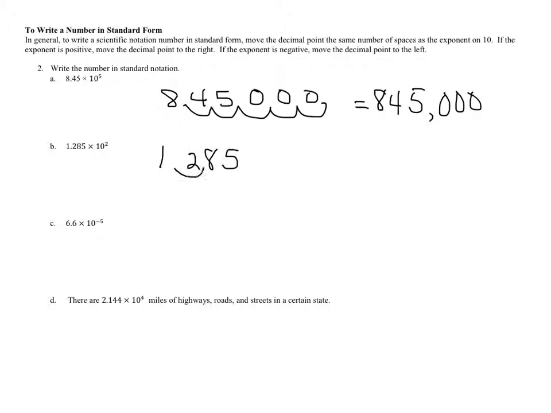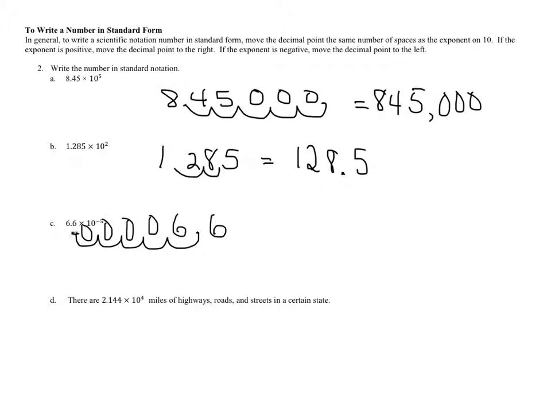Now let's do the next one. I'm going to move it 2 places to the right because it's positive, and then I'm not going to be lazy. So I know what my answer is. The next one is 6.6. Now we're going to go to the left 5 spaces. 1, 2, 3, 4, 5. So here we go. Put the zeros in the places, and there's my new decimal point.